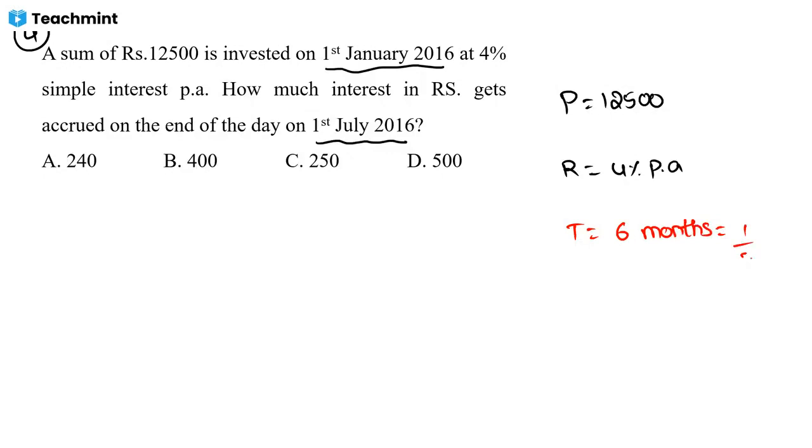In a sense, half of the year. So if you want, you can use I equal to PTR by 100. So we know I equal to PTR by 100. Principal is given.